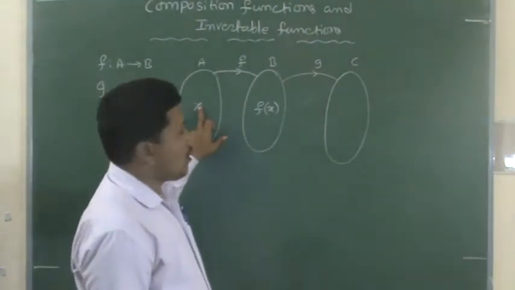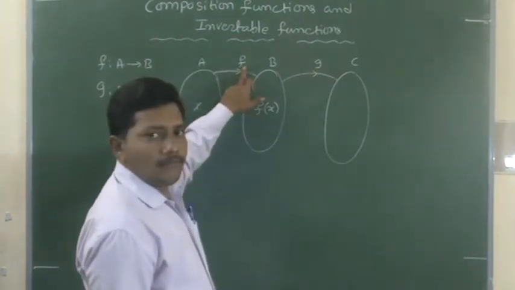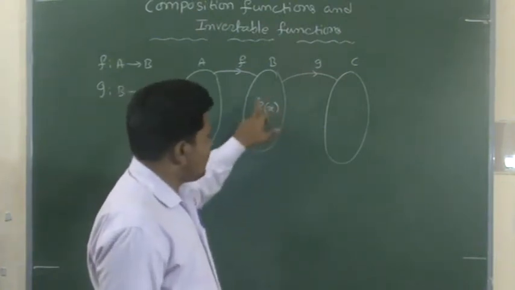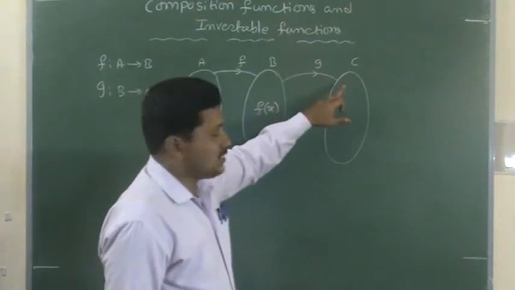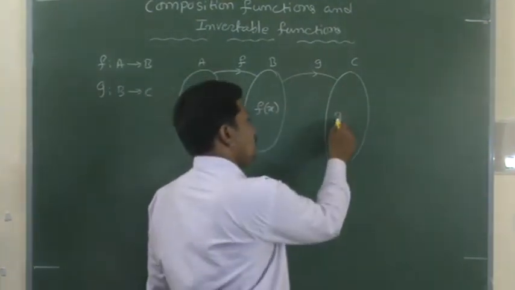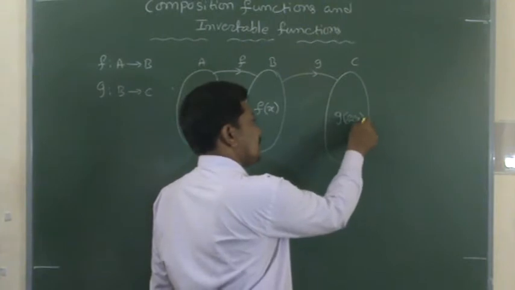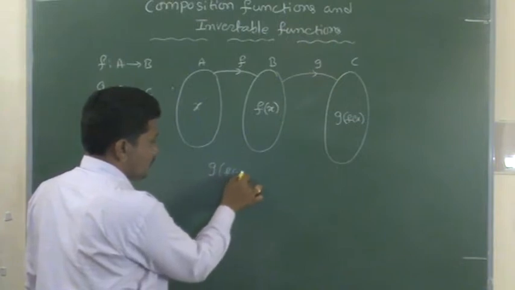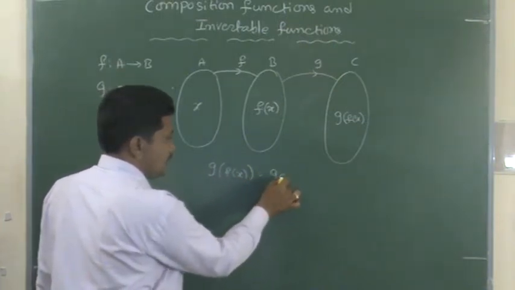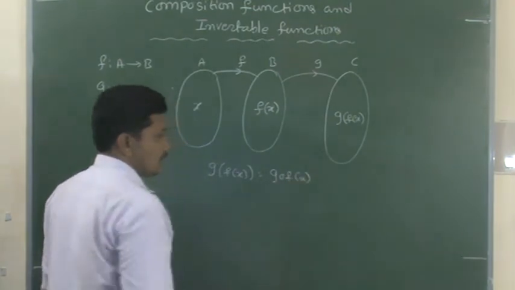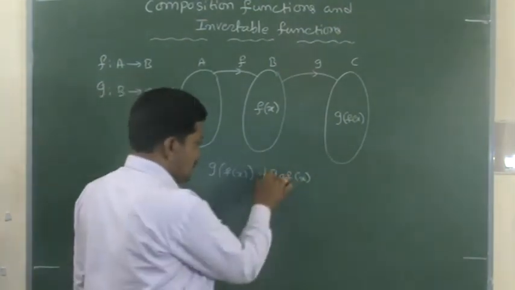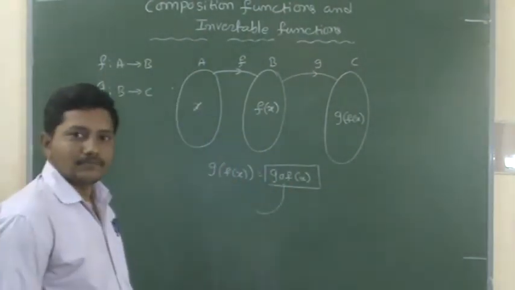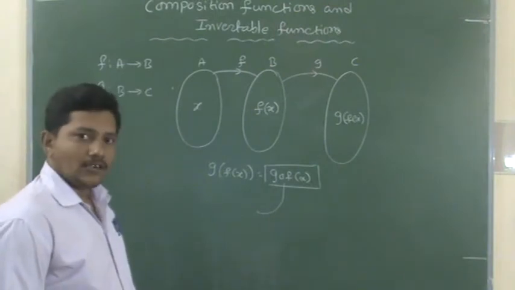Here, x belongs to A. Mapping is there from A to B. The element in B is f of x. In a similar way, mapping is g. What happened? g of f of x. Now, note that g of f of x can also be written as g circle f of x. This g circle f of x is known as the composite function.